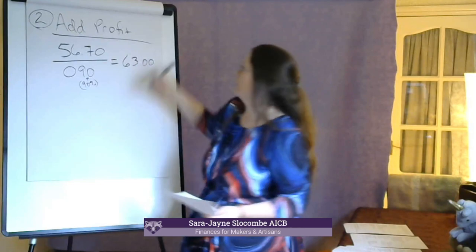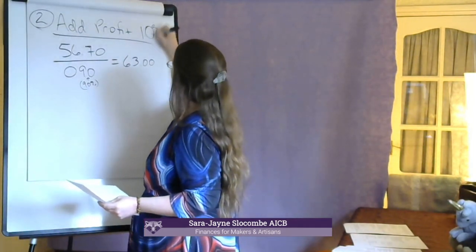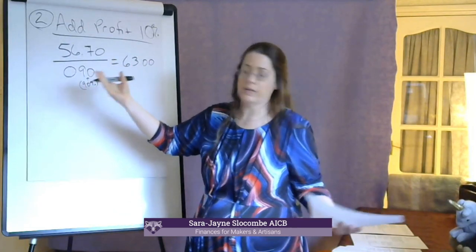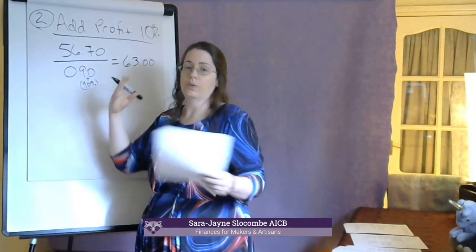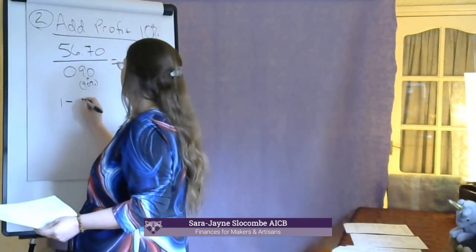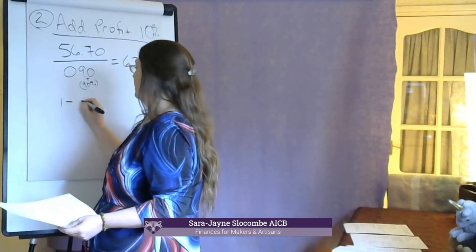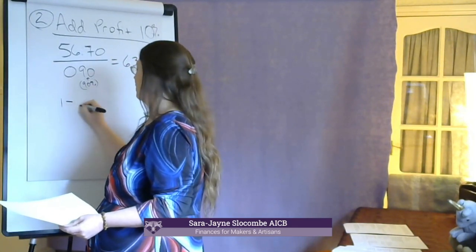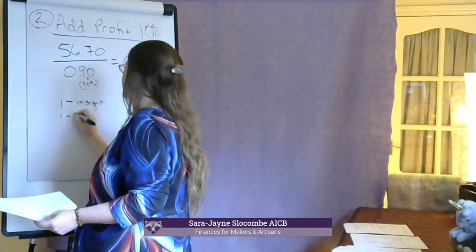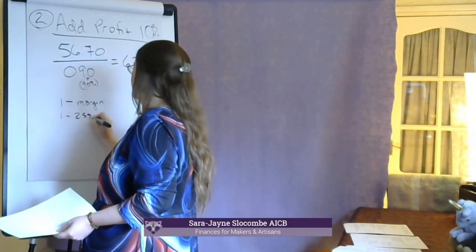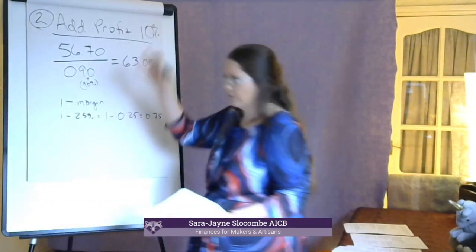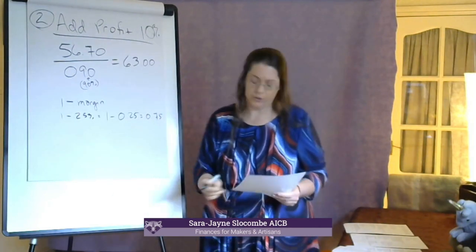So I've said 10%, but if you wanted a 20% profit margin, this would be 0.80. If you wanted 15%, this would be 0.85. So it's 1 minus the margin that you want. So 1 minus 25% is 1 minus 0.25 is 0.75, and so on. So use whichever number you want.